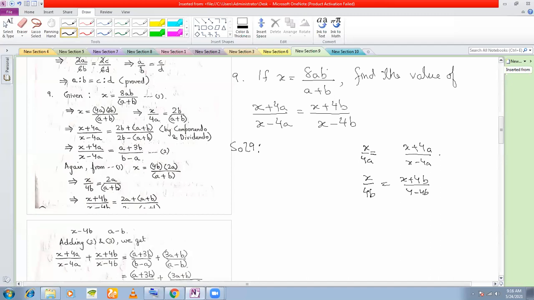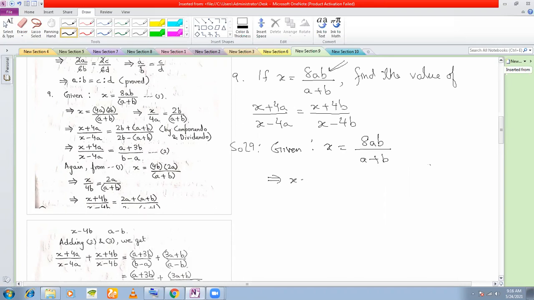So what we try to bring here, it is given here x is equal to 8ab. So from this, whatever is given, we try to find out x by 4a and x by 4b both. And then we use componendo and dividendo. Okay, so let's start with the first one. So given x is equal to 8ab divided by a plus b.